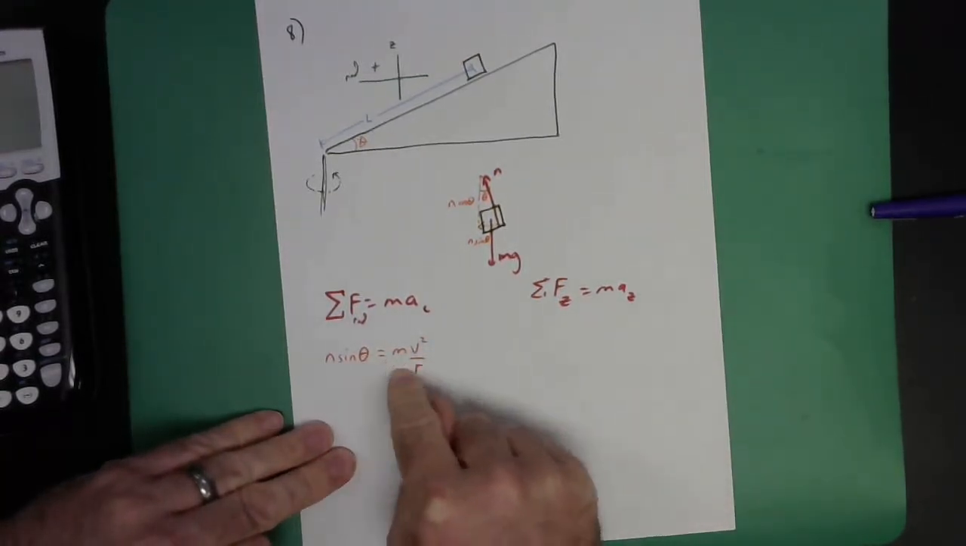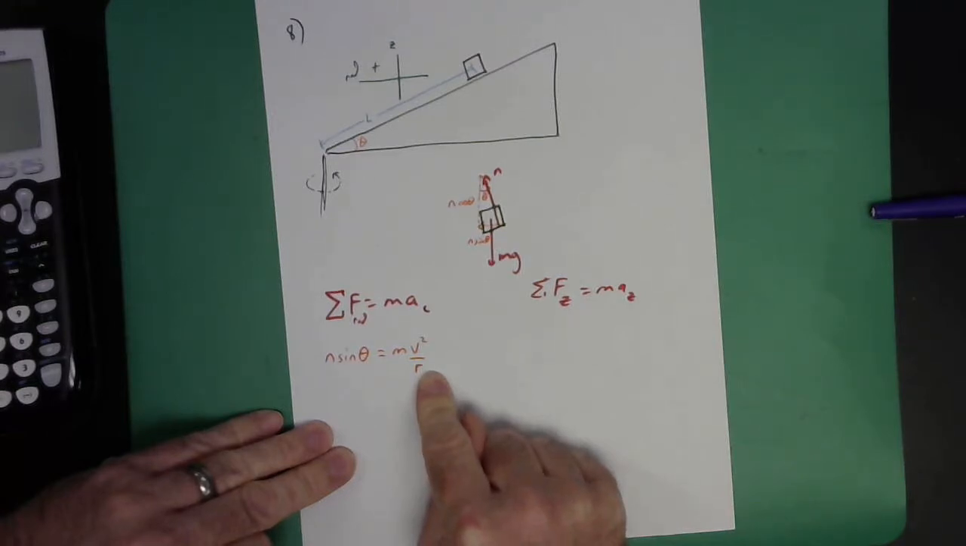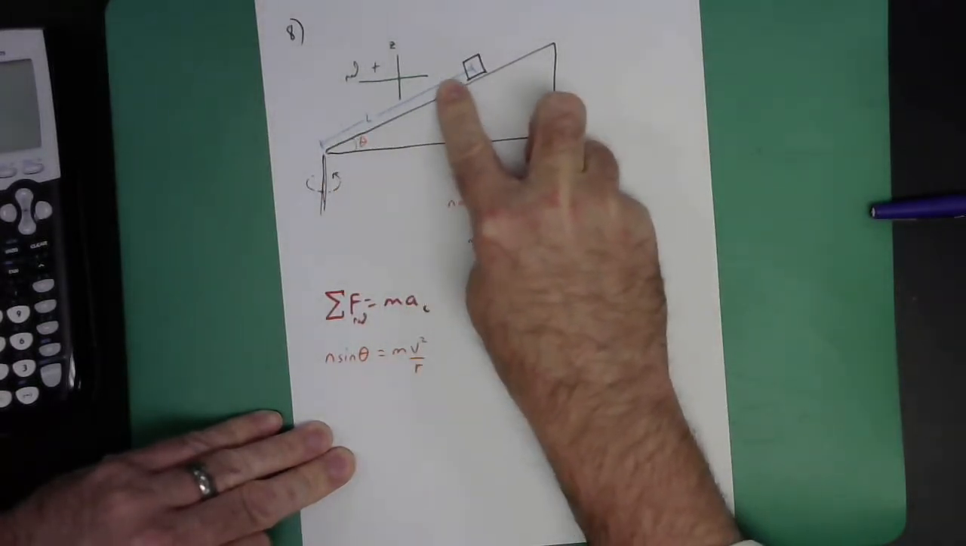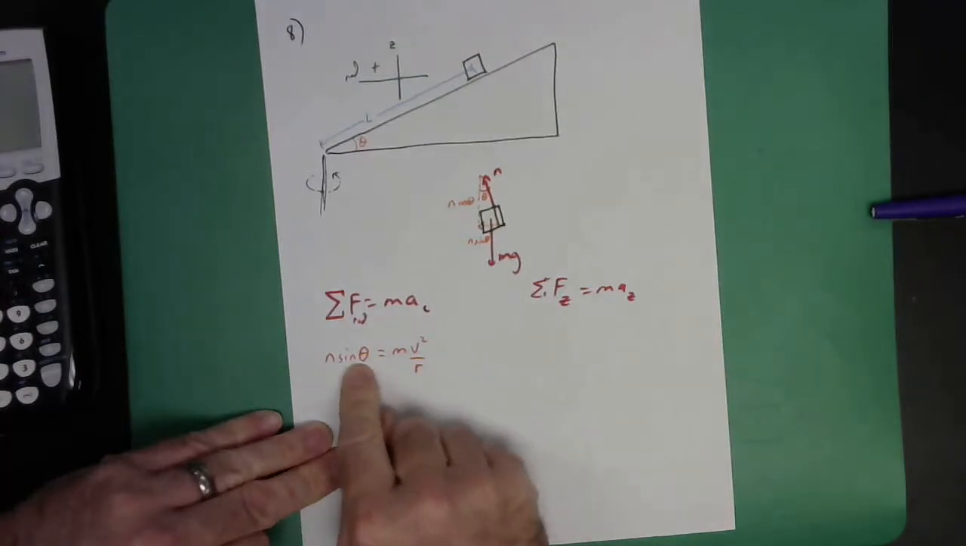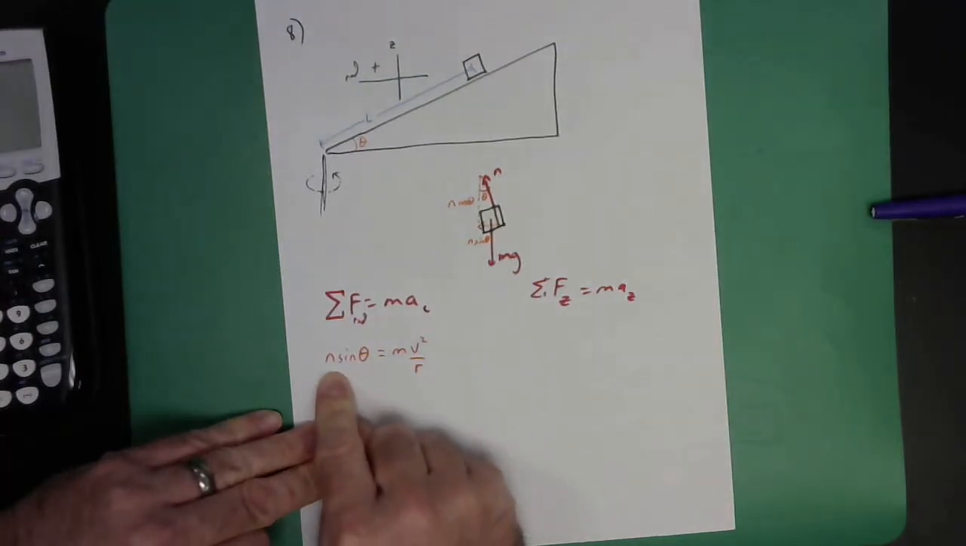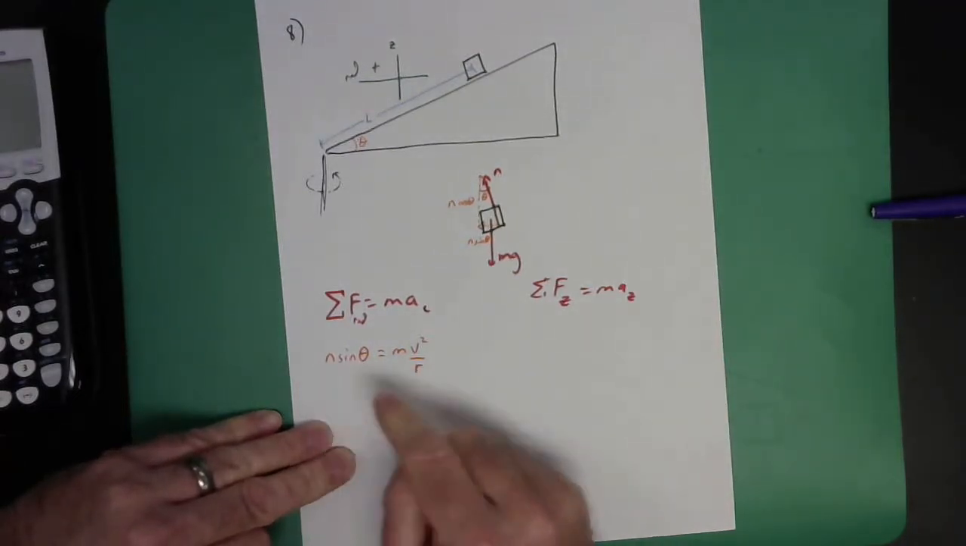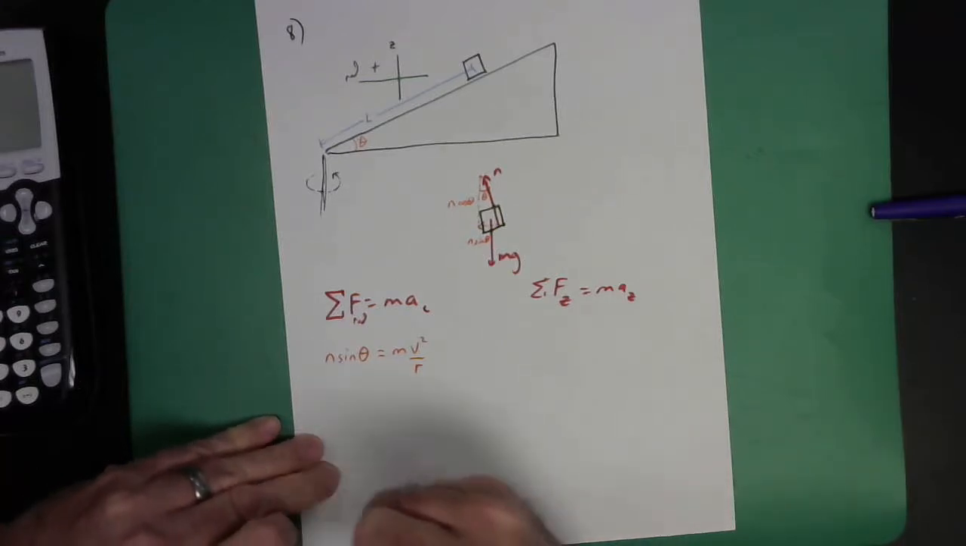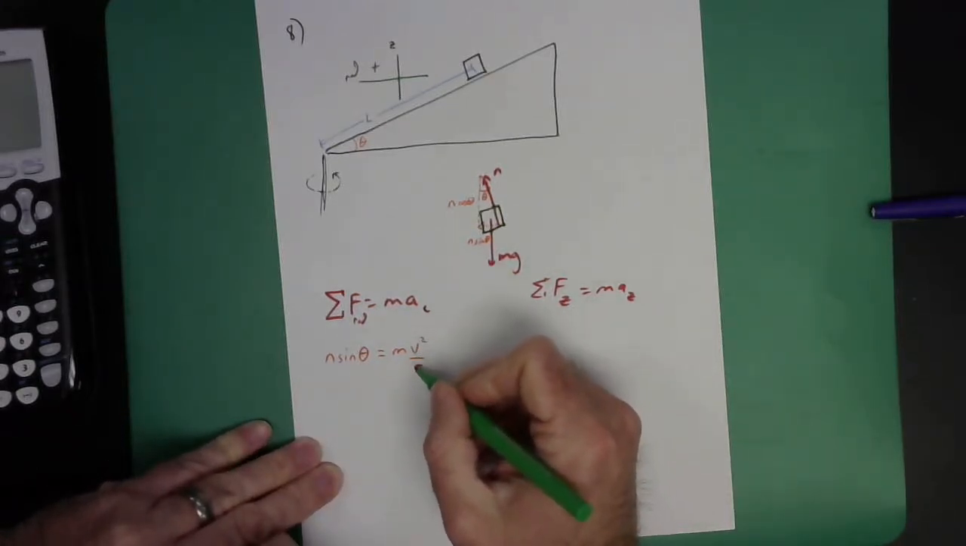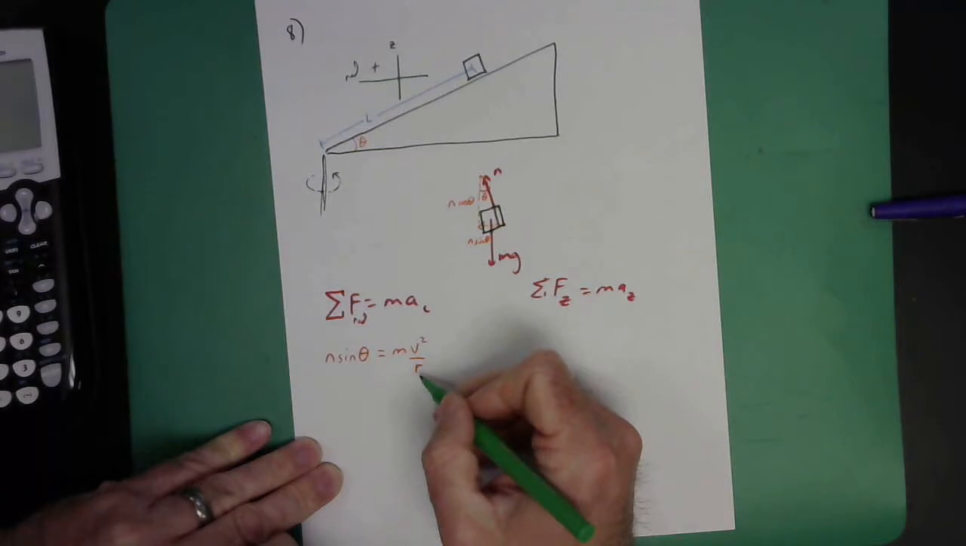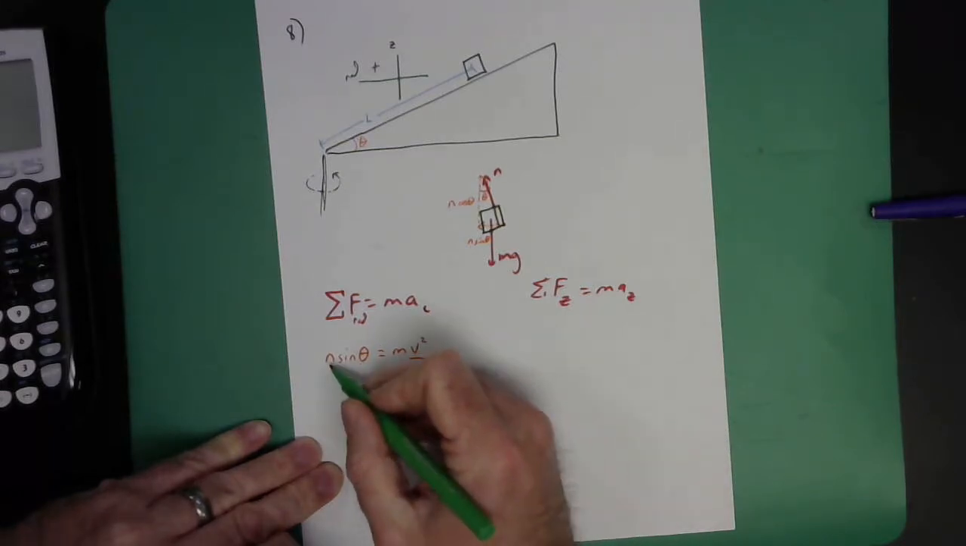Do I know m? Yes. Do I know r? Well, they didn't tell me r exactly. They told me L, but I can figure it out from that. Do I know theta? Yes, they told me theta. Do I know n? No. So, son of a gun. I'm trying to solve for v, but I've got two variables I've got to get rid of: r and n.